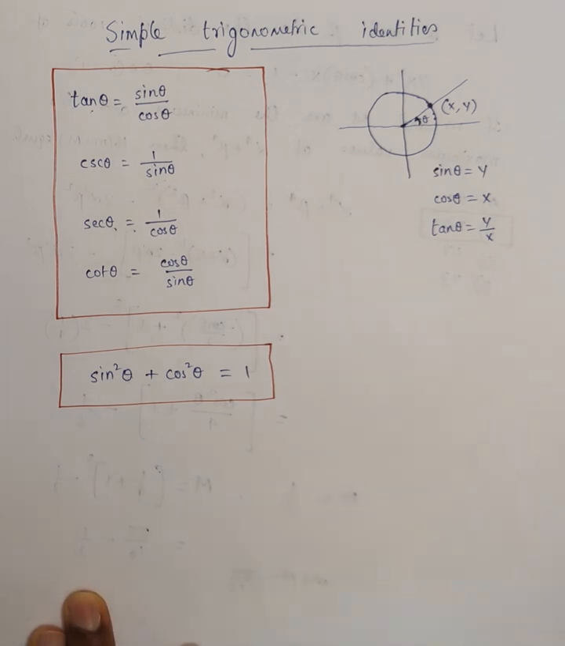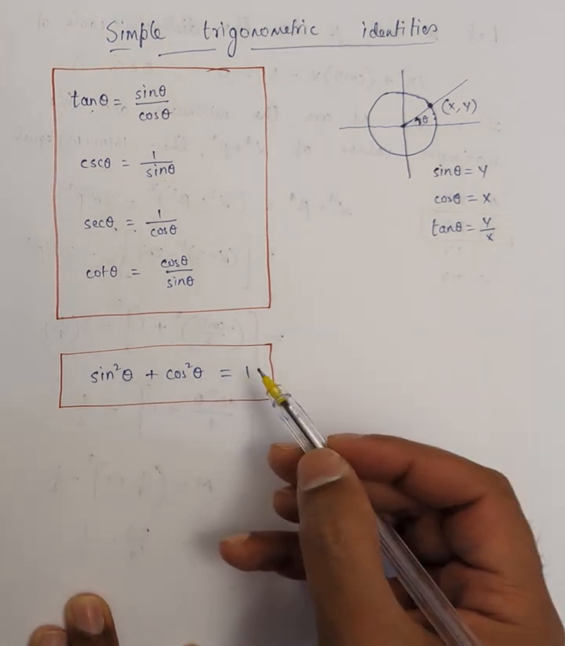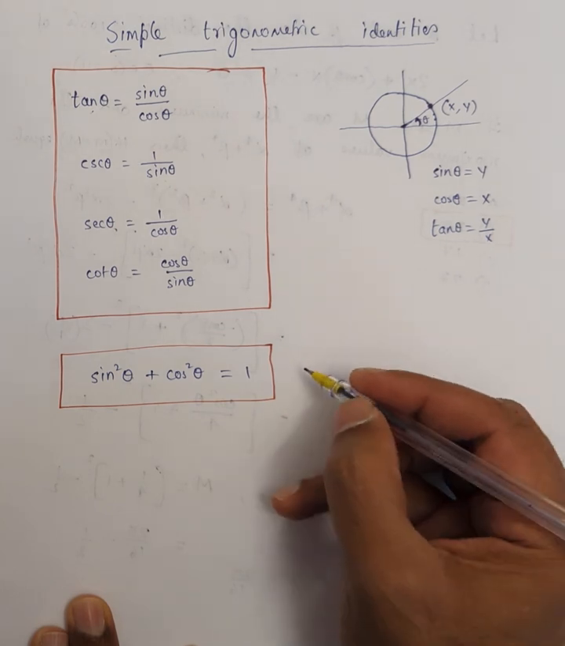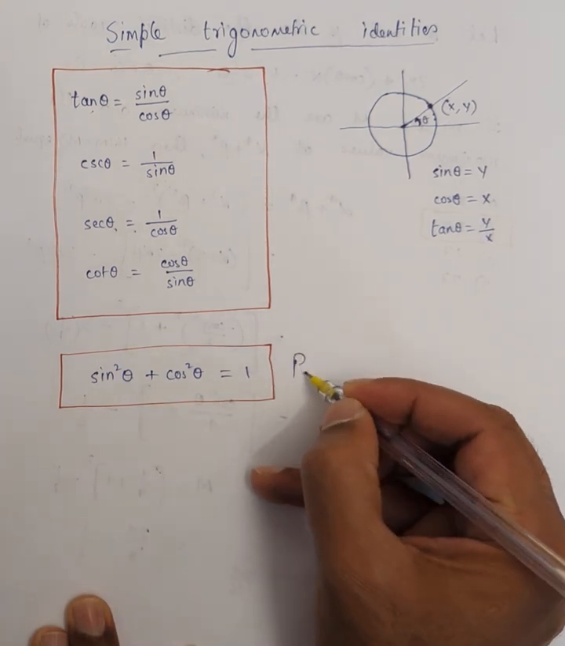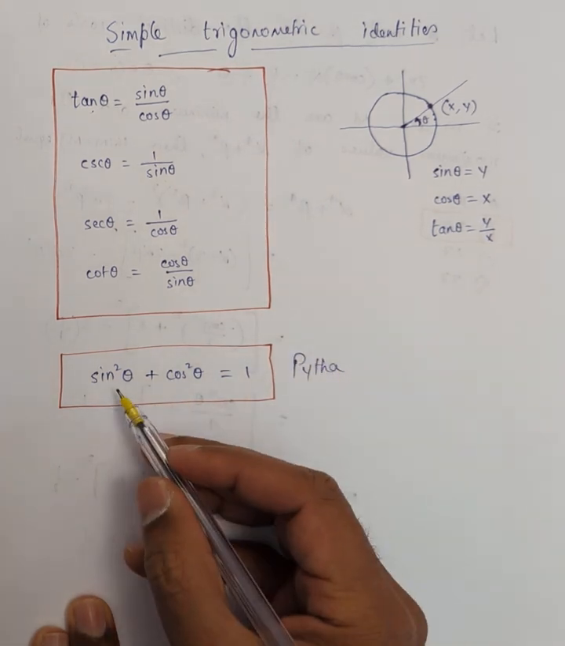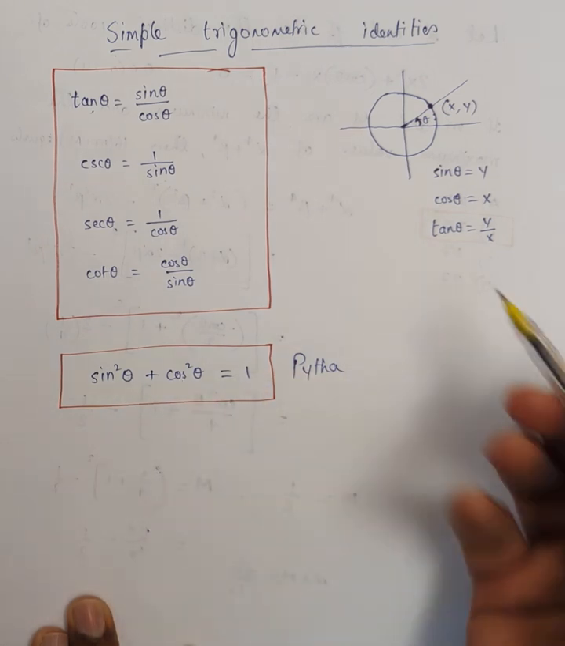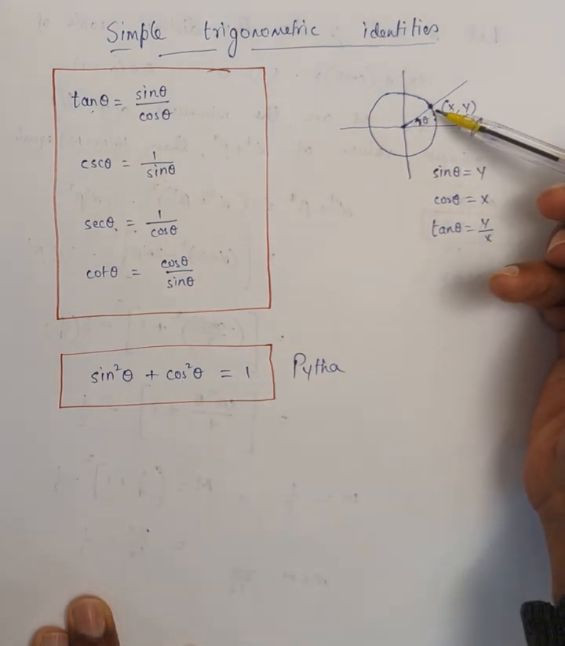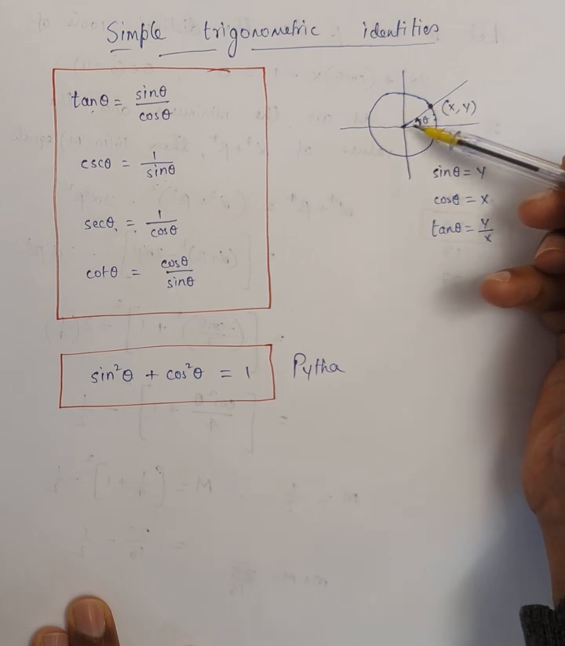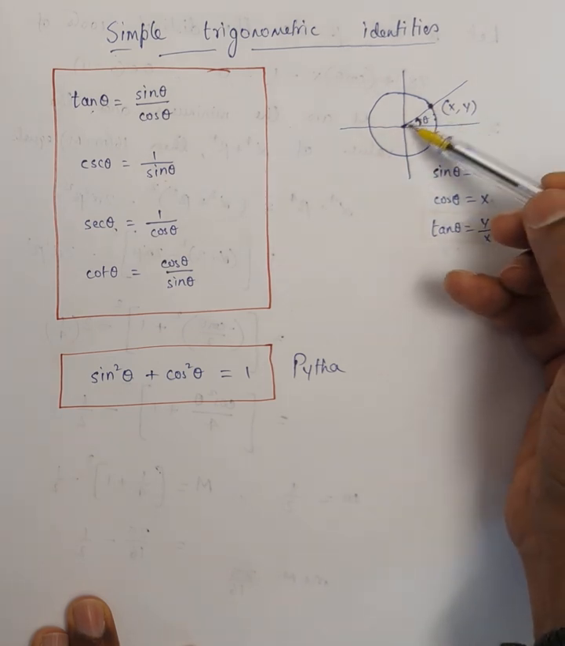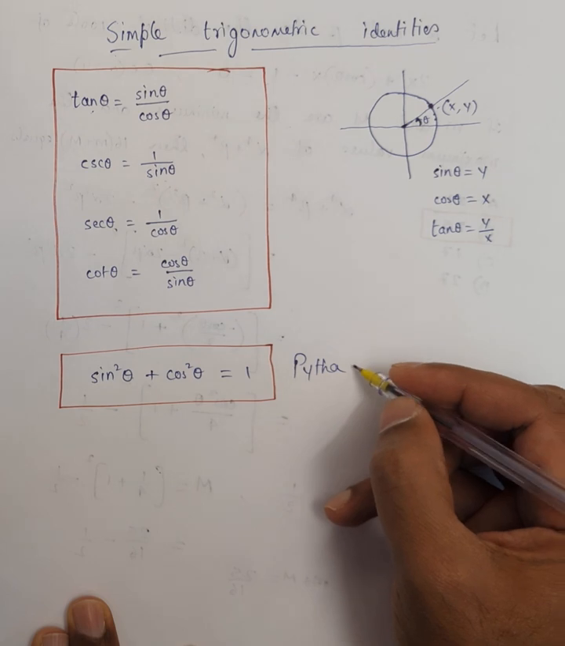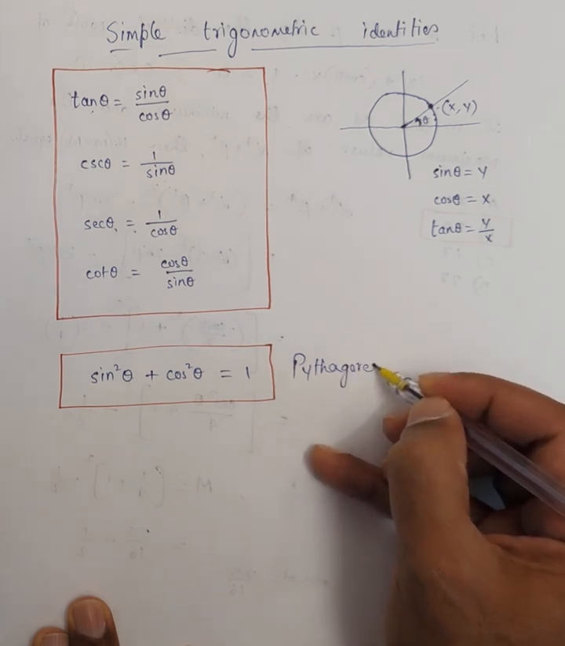And just like Pythagorean theorem has a square plus b square equals c square, we have Pythagorean identity for trig functions, sine square plus cos square equals 1. In fact, that's exactly what's happening here. Your a and b are x and y, and your c is 1 because the hypotenuse is 1. So Pythagorean identity.